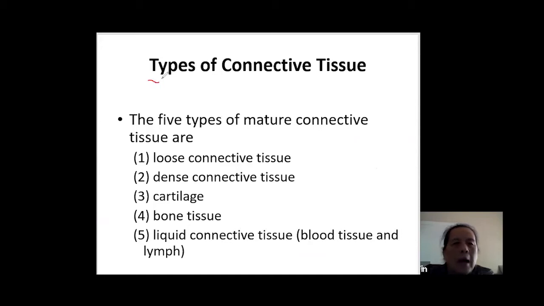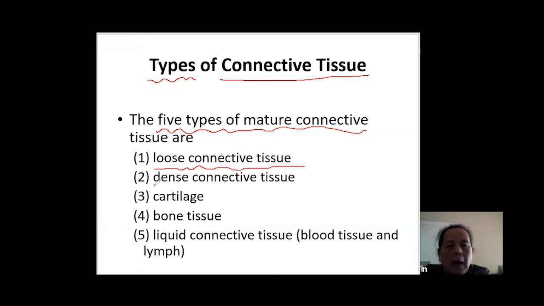So now we're talking about the types of connective tissue. Generally speaking, we have 5 different types. By their shape, we separate loose connective tissue and dense connective tissue. By their structures, we also have cartilage and bone tissue. Sometimes we call cartilage a soft bone.